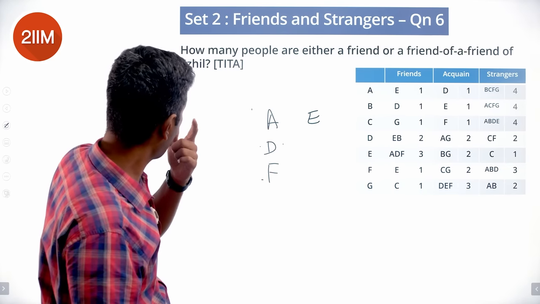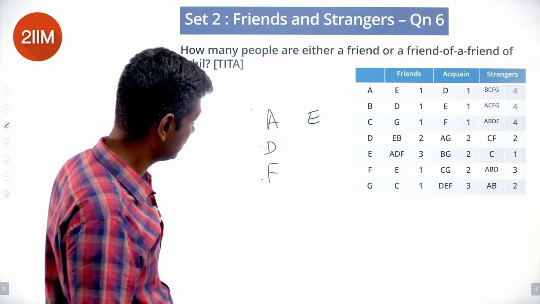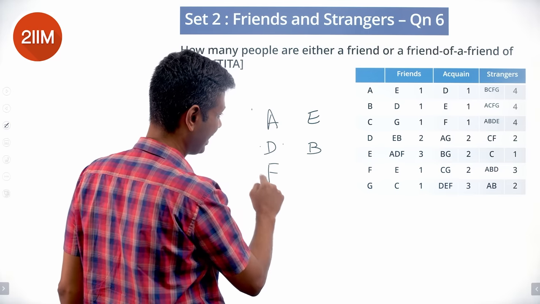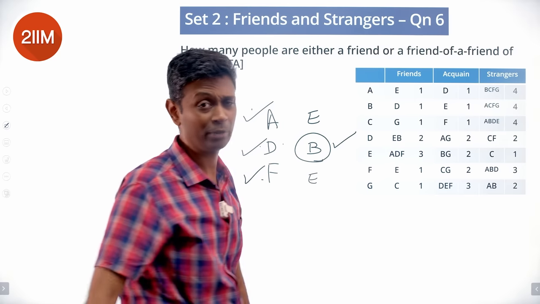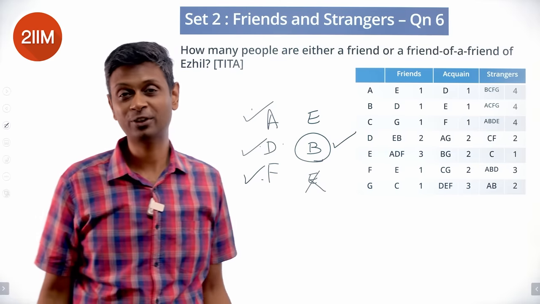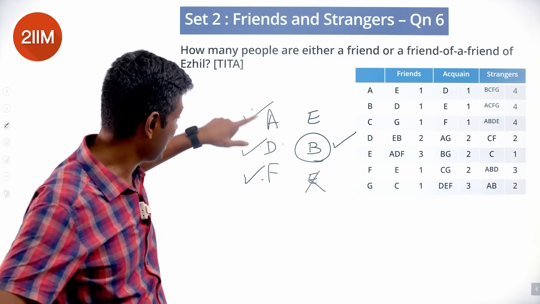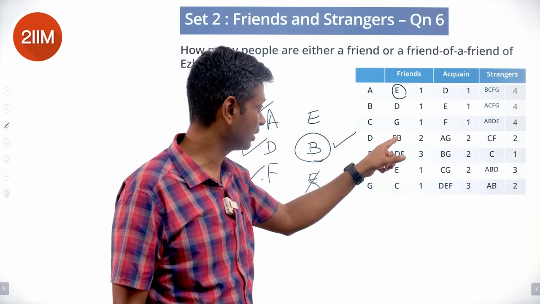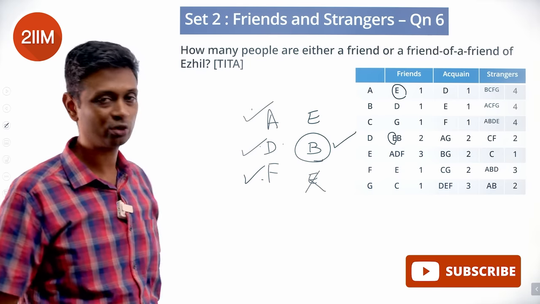Give me a second. Of Ezhil. Ezhil has three friends, A, D, F. A has E, D has B, and F has E. So A, D, F, and B. I made this beautiful mistake and I counted E also. And I said A, D, F, E, B. That doesn't work. Friend or friend of a friend means I shouldn't be counting the person himself. So I marked 5 because I counted A, D, F, B, and E also, because there's an E sitting here and an E sitting here. So I counted E as a friend of a friend of E, which is rather silly. So I should have counted only 4. The answer is 4.